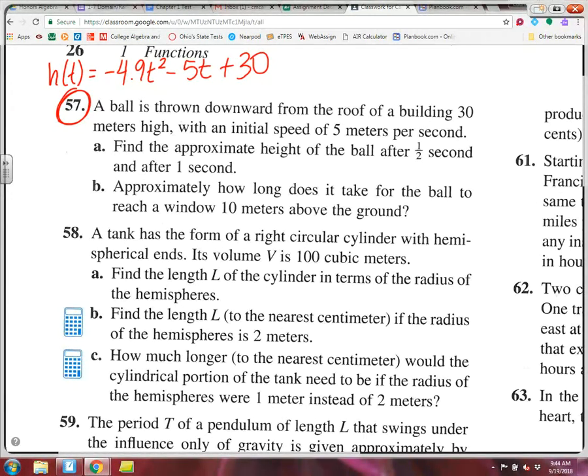Everybody okay? All right, so now let's do left half of the room over there. You guys figure out the height after a half a second, and right side of the room, why don't you guys figure out the height after 1 second? So you guys do a half, you guys do one. Good?